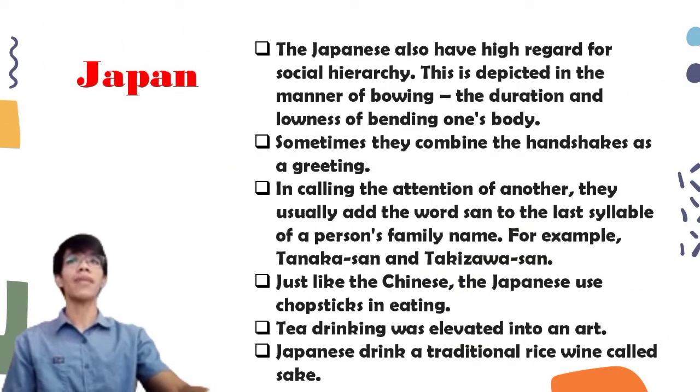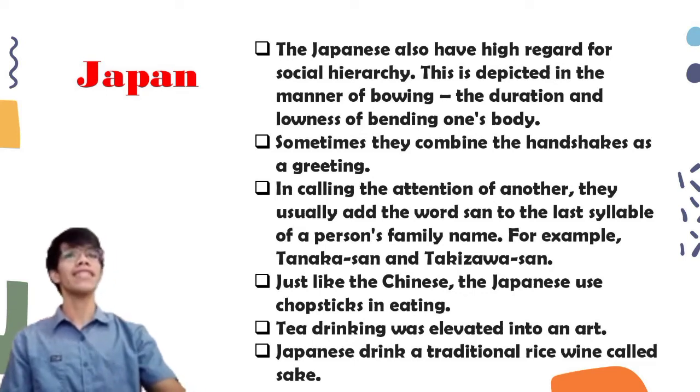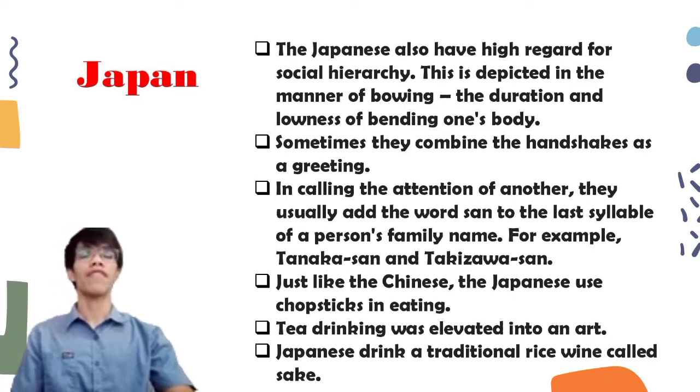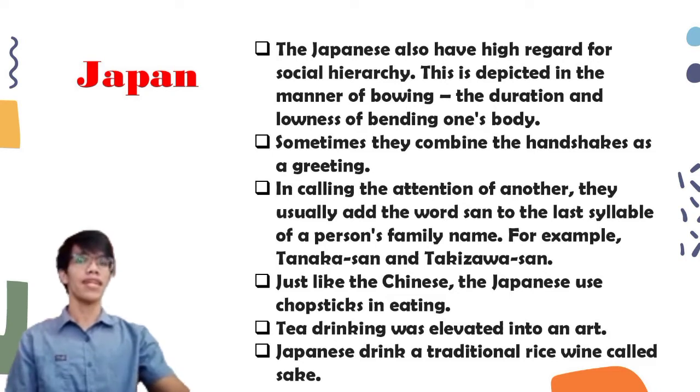Now, ways and behavior in Japan. The Japanese also have high regard for social hierarchy. This is depicted in the manner of bowing, the duration and lowness of bending one's body. Sometimes they combine handshakes as a greeting. In calling the attention of another, they usually add the word san to the last syllable of a person's family name. For example, Tanaka-san and Takizawa-san.